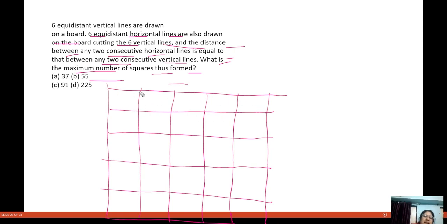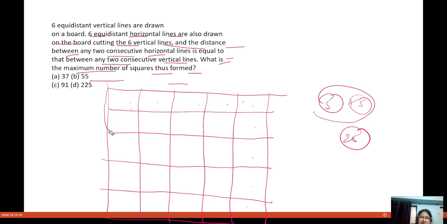Now obviously you can calculate 1 2 3 4 5. Okay, 5 squares in one row. How many rows are there? 1 2 3 4 5. So 5 into 5. Okay, this is the smallest square possible. So these are obviously 25.